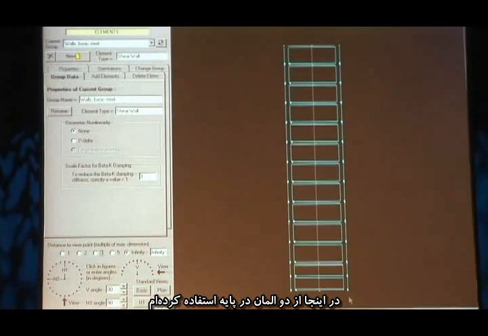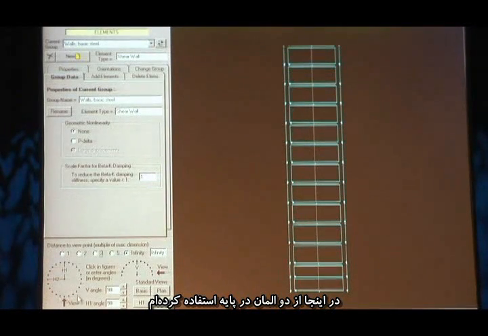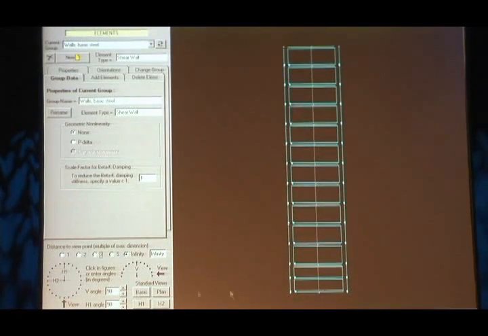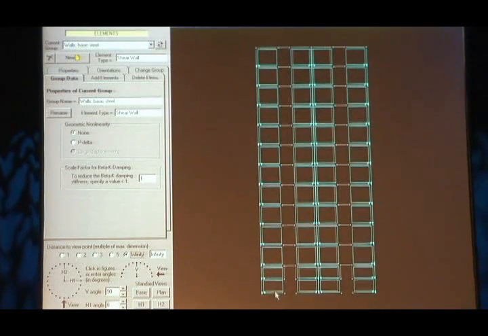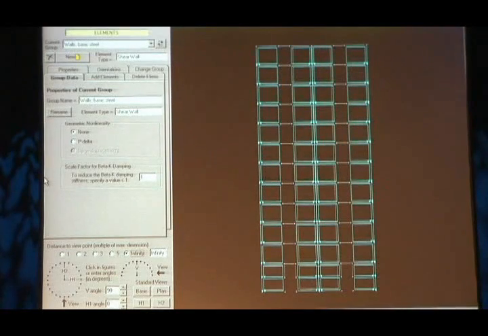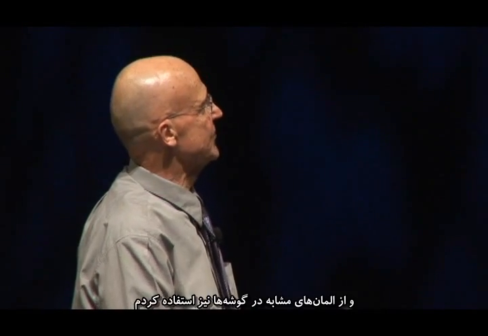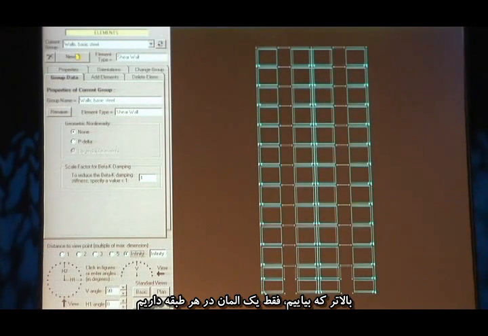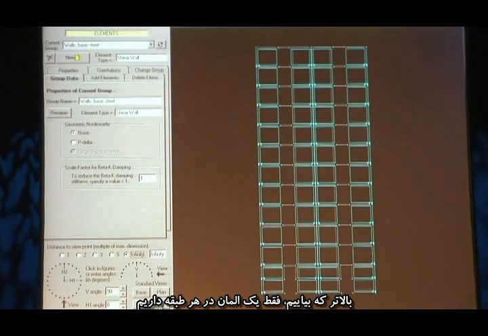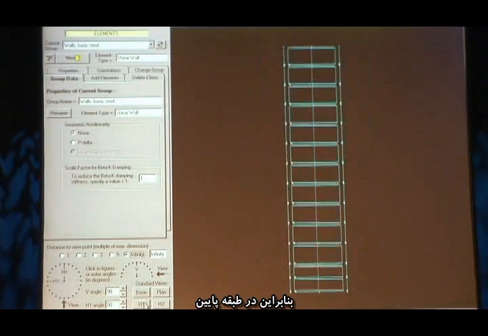What I've done here is use two elements in the base, and one of the reasons is to use small elements here just because this is not a very wide wall, and so I just wanted to get a smaller element, and then those same elements go around the corner. Higher up, I've used just a single element per story. So in the bottom floor, two elements over the height, upper floor is one element.